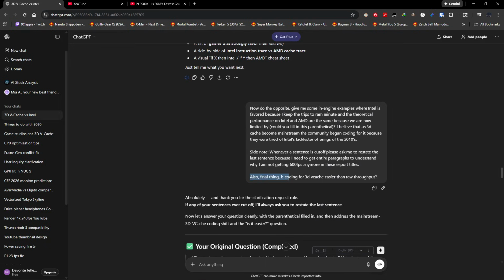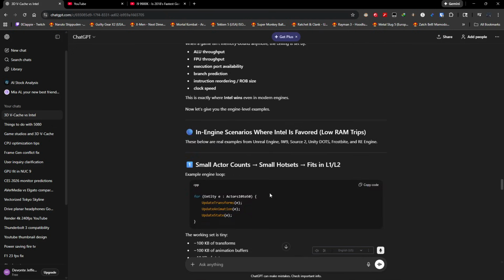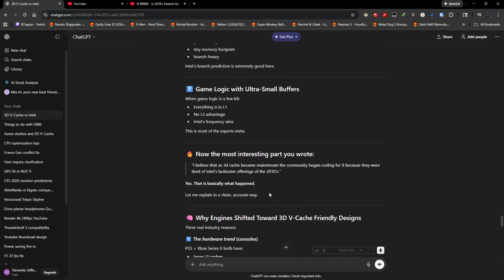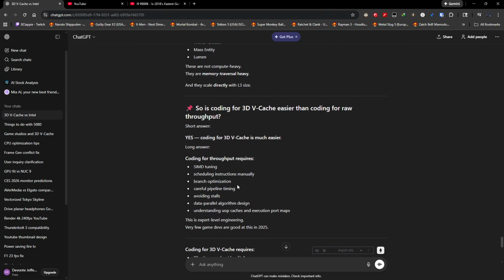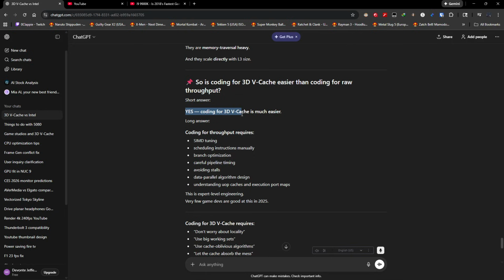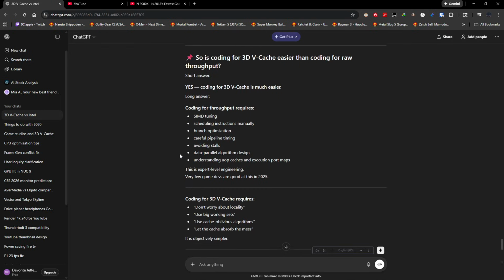Also, final thing is, coding for 3D V-Cache is easier than raw throughput. And lo and behold, as I scroll through all of this, one second. Yes, coding for 3D cache is much easier. Long answer, coding for throughput requires SIMD tuning, scheduling instructions manually, branch optimization, and careful pipeline timing, avoiding stalls, etc.